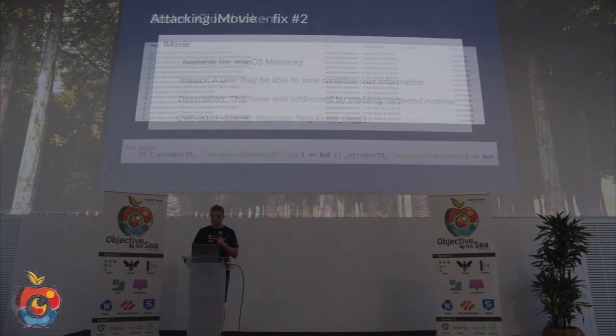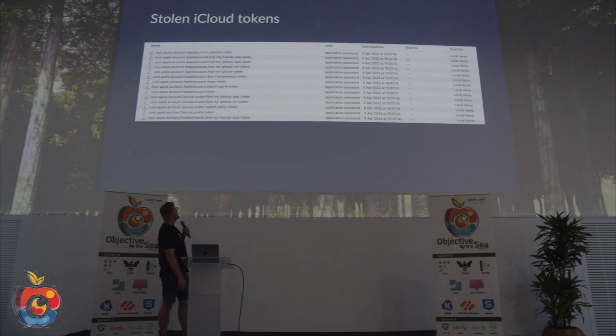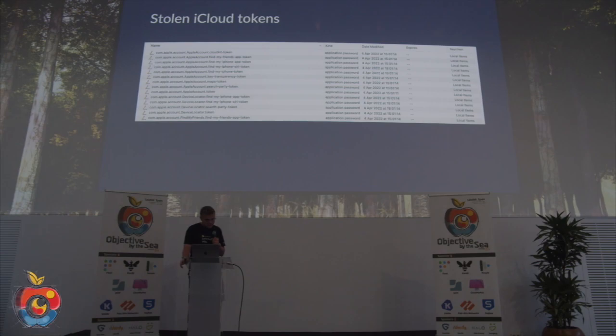But coming back to the exploitation process, I was wondering what are those iCloud tokens. So those are stored in macOS keychain under the following names. So as you can see, there is juicy stuff like iCloud token, Find My Friends app token, key transparency token, maps token, Apple account token, device locator token. So a lot of juicy tokens, right? The iCloud helper could give to you.